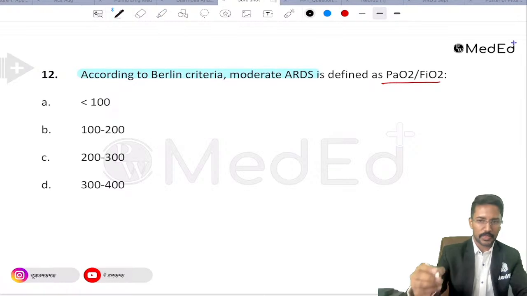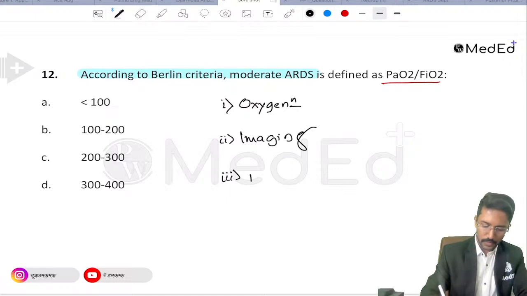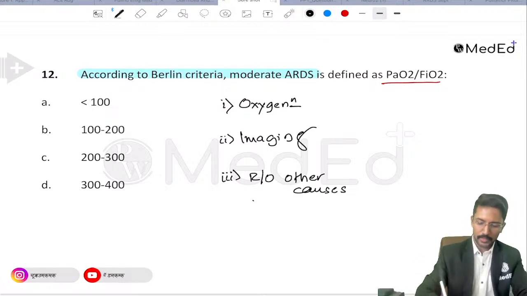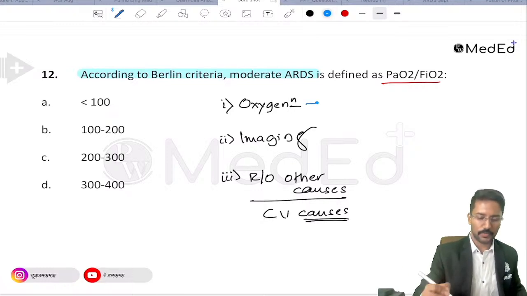There are 4 parameters that we need to meet in ARDS for the diagnosis. One is hypoxia or oxygenation defect. Second, you need imaging changes which are bilateral. And the third one is to rule out other causes for a similar presentation. Mainly you have to rule out cardiovascular causes, because cardiogenic pulmonary edema also can look like ARDS. Oxygenation wise, we are looking at the PaO2 by FiO2 ratio.